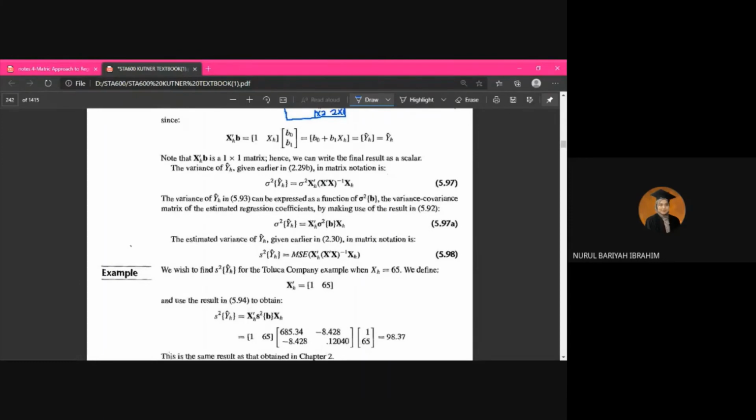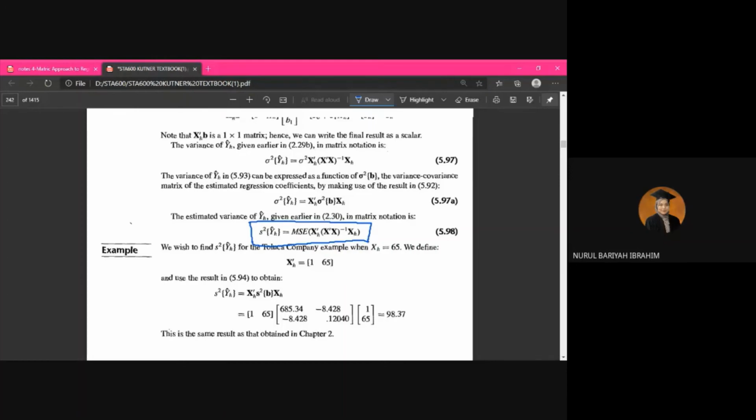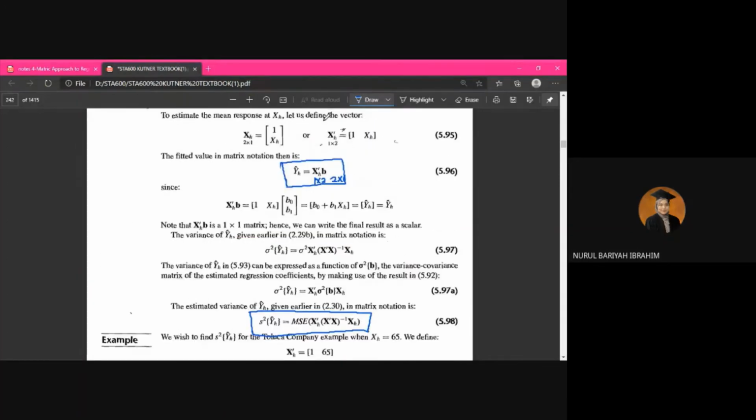Next, we need the standard deviation of the mean response. This is the formula to get the variance. Then you need to square root this value. If you can see the formula, it is MSE multiplied by X H transpose multiplied by X transpose X inverse multiplied by X H. This is all the values, X H and X transpose, and then apply them in this formula.